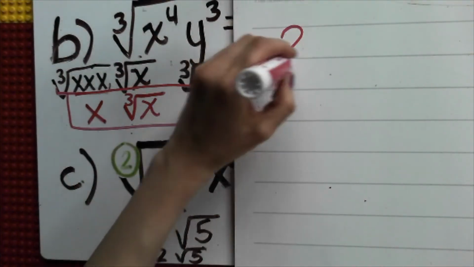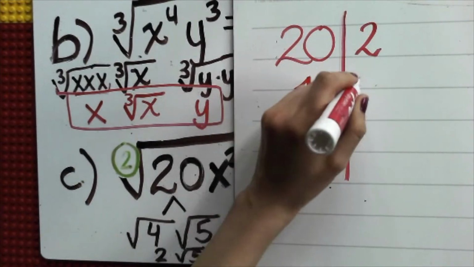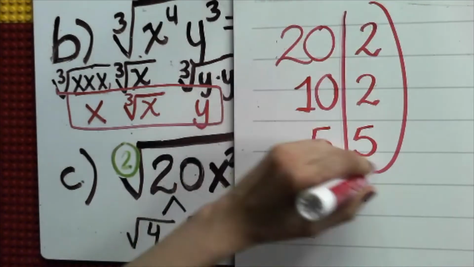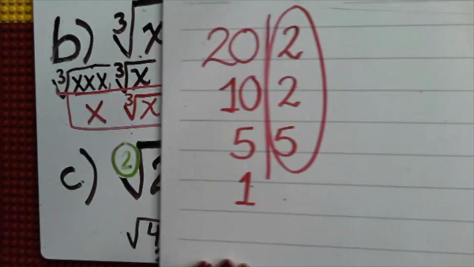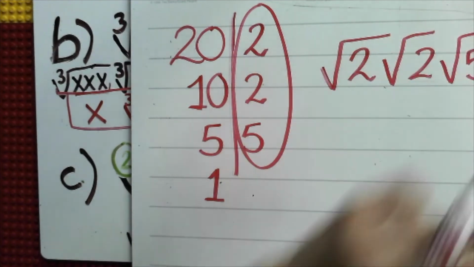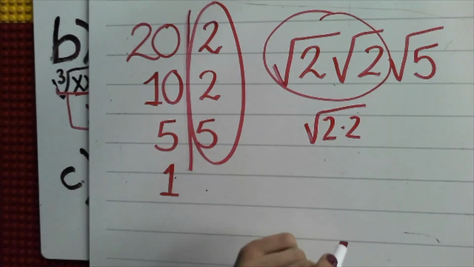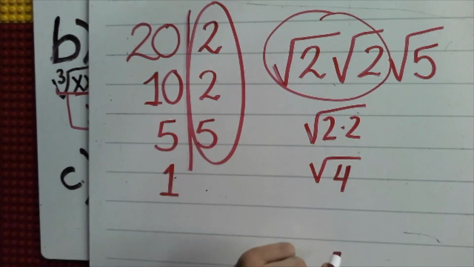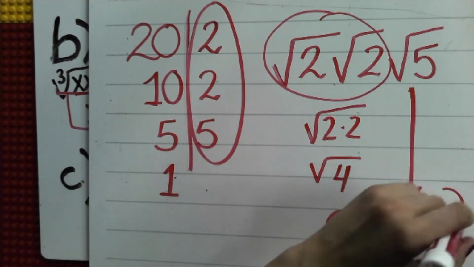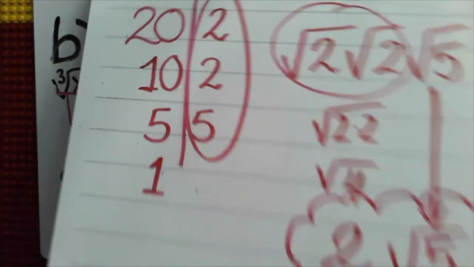I can also use the factorization method. 20 divided by 2 gives me 10, which I can divide by 2 to get 5, and divide 5 by 5 to get 1. So the prime factors of 20 are 2 times 2 times 5. I notice that the square root of 2 times the square root of 2 repeats, and when I multiply them, I get the square root of 4, which is equal to 2. While the square root of 5 remains because it is a prime number and it can no longer be simplified. Therefore, if I go back, I can see that 2 root 5 is the same answer, and I cannot forget that x.